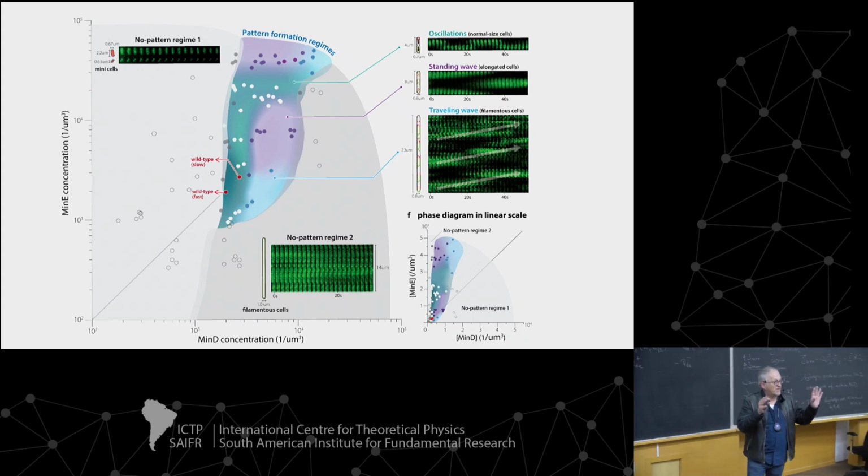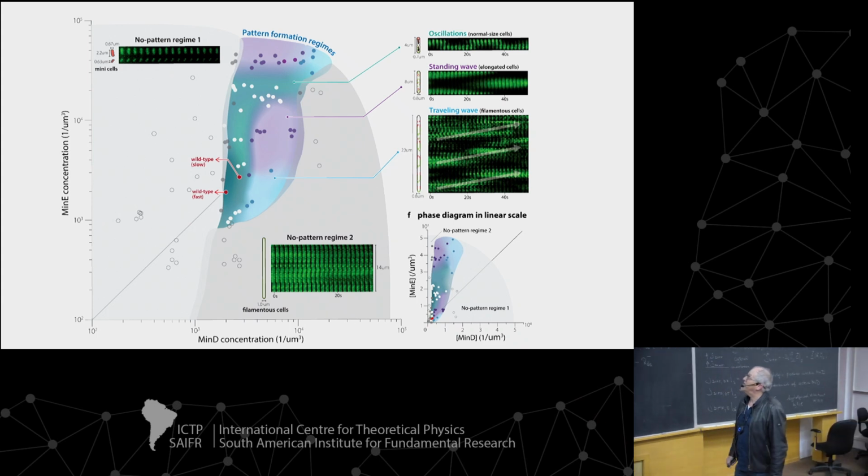So this is part of the review process. But anyway, I show you these figures because they basically tell the same story. What you see here is the min-D concentration in 1/micrometer cubed. Here is the min-E concentration in 1/micrometer cubed. You have a range of different concentrations they measured.